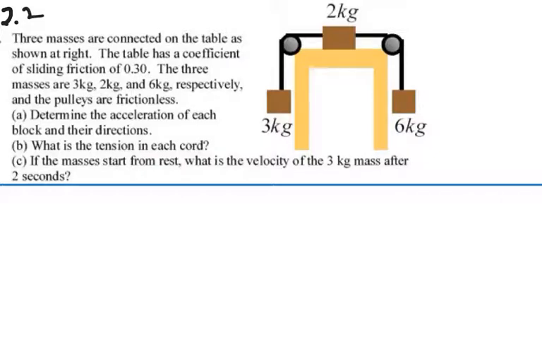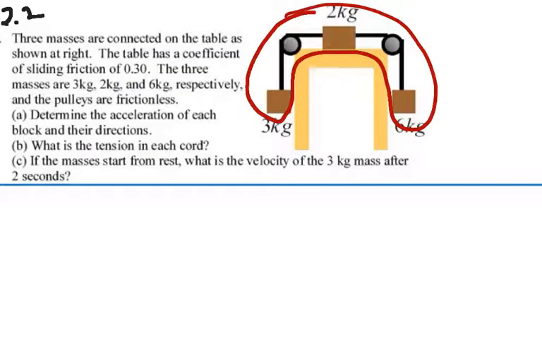What is the tension in each cord? And if the masses start from rest, what is the velocity of the 3 kilogram mass after 2 seconds? Alright, to look at this, first thing we want to do is make a free body diagram. In particular, if we're looking for acceleration, let's blob the whole thing together so we don't have to worry about tensions at this moment. So we're going to choose a system that contains all three masses.